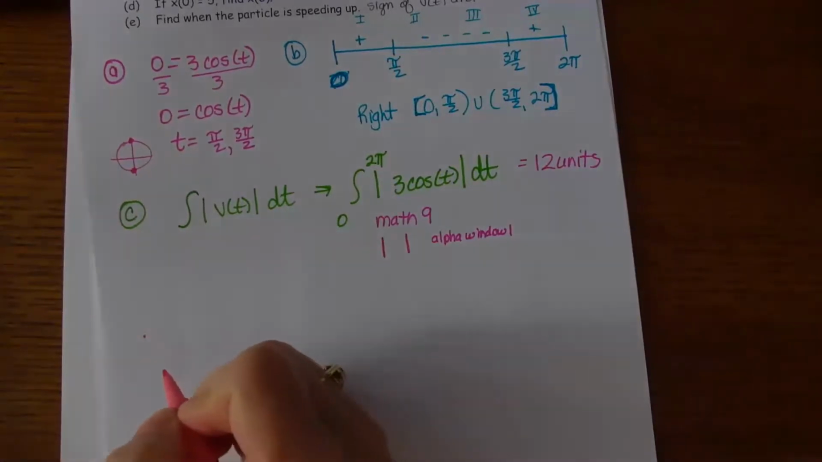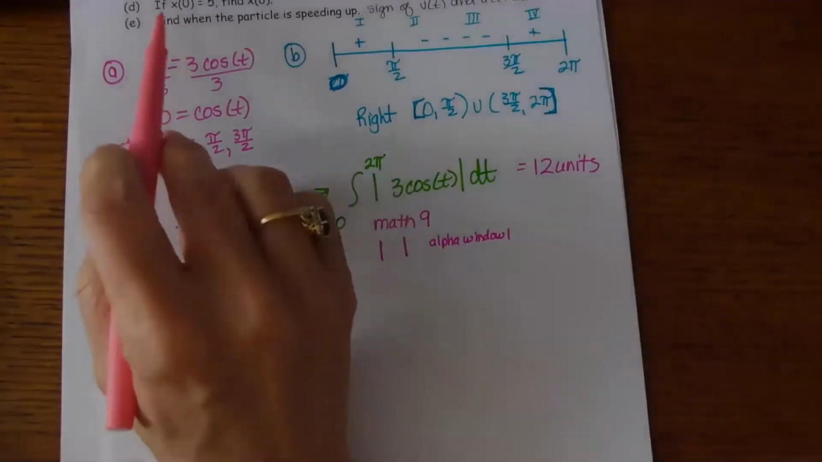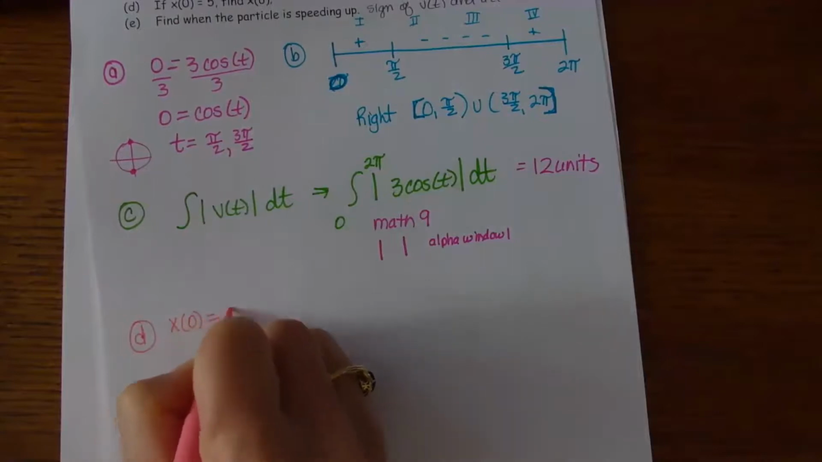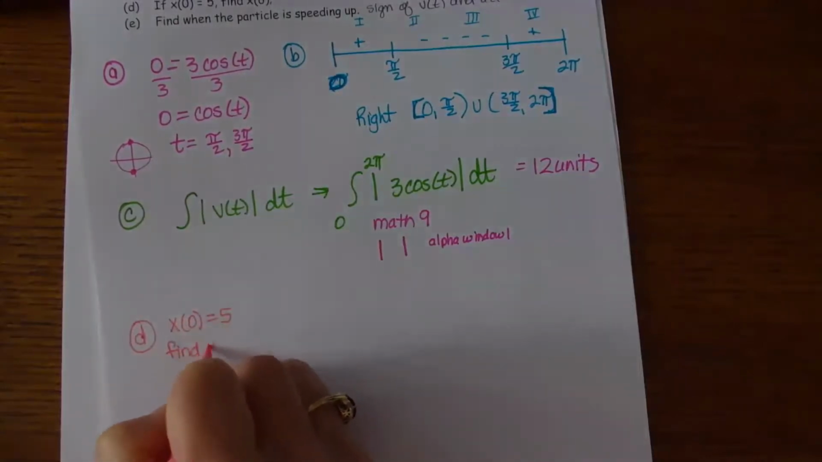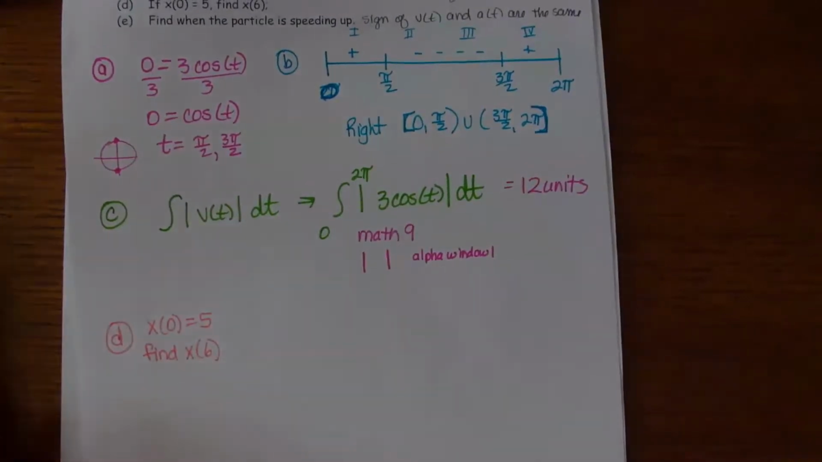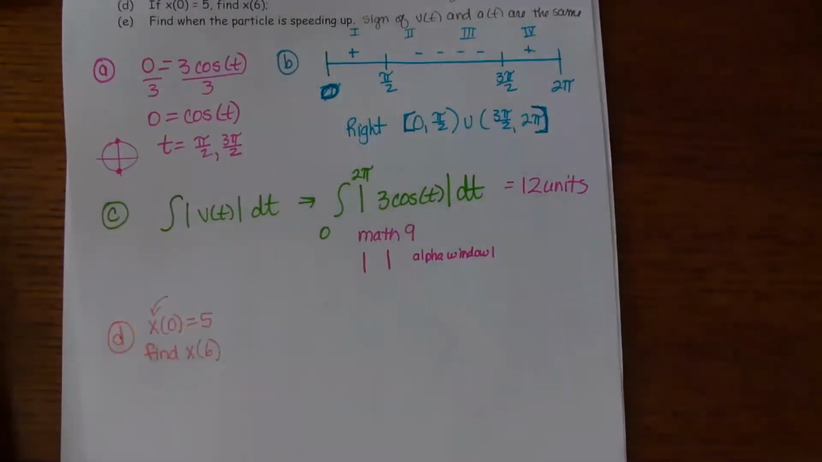E. Oh, wait, D. We've got to find D. So if x of 0 equals 5, find when x is 6. What do I do there? Well, I have to integrate, right? X represents what? Is that acceleration, velocity, or position? It's position.